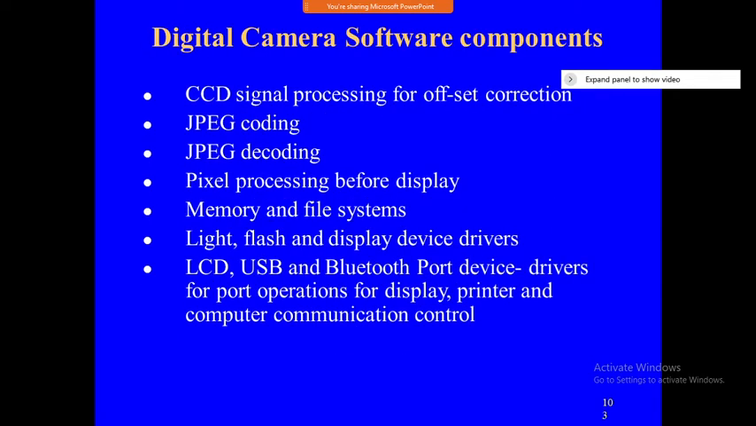Next, the digital camera software components. CCD signal processing for offset correction. This software is necessary. JPEG coding, JPEG decoding, pixel processing before display, memory and the file system, light, flash, and the display device drivers, LCD, USB, and the Bluetooth port device drivers for the port operations for display, printer, and computer communication controls. These are all the software components built into the digital camera.